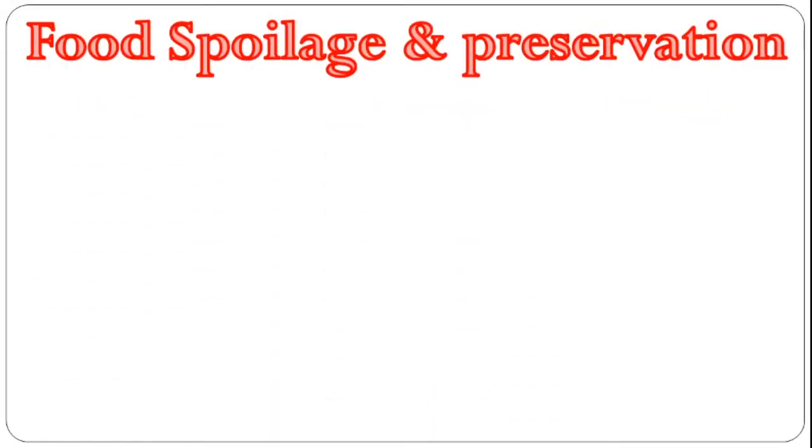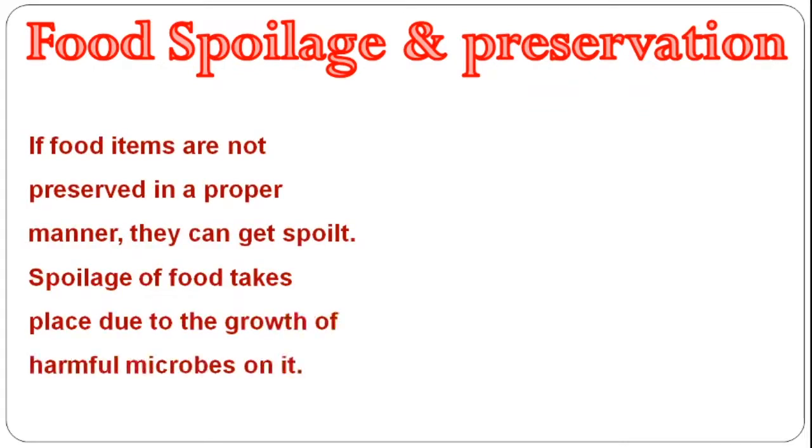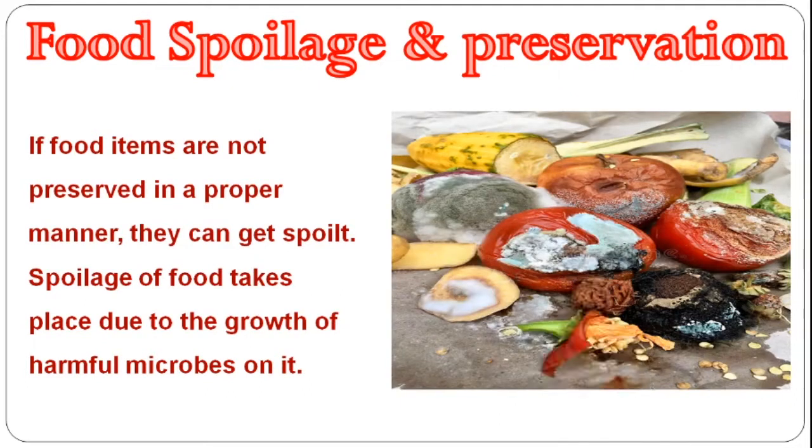Now, food spoilage and preservation. If food items are not preserved in a proper manner, they can get spoiled. Spoilage of food takes place due to the growth of harmful microbes on it. Yes, can you see? This is a picture of spoiled food. They are looking so weird because of growth of harmful microbes on it. They have spoiled our food.